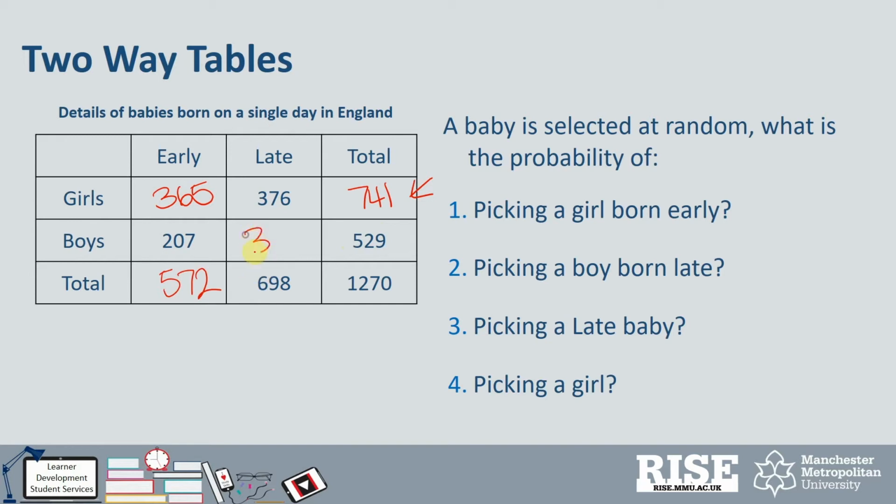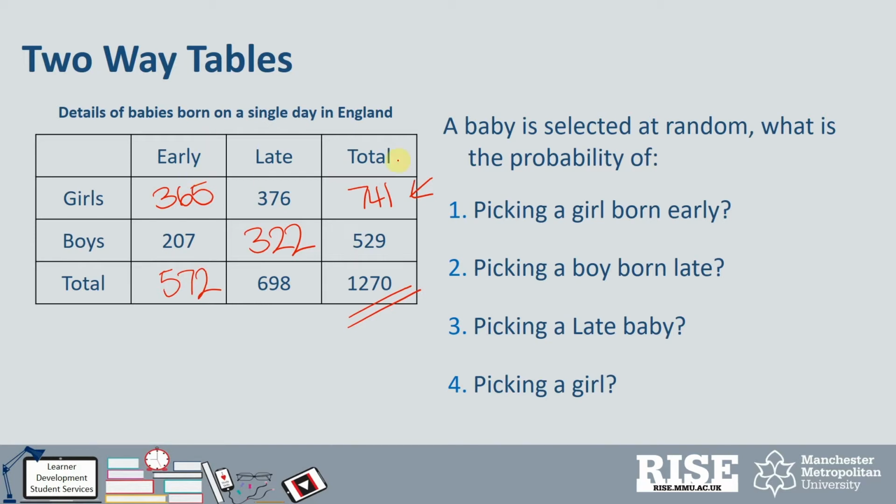That leaves me with 322. There's a few ways to check that these are all correct, but fundamentally make sure that this column is the same as this row added. So 572 plus 698 equals 1,270. Perfect. And 741 plus 529 equals 1,270. Great. Now let's try some of these probabilities.